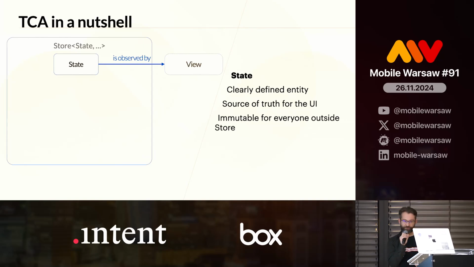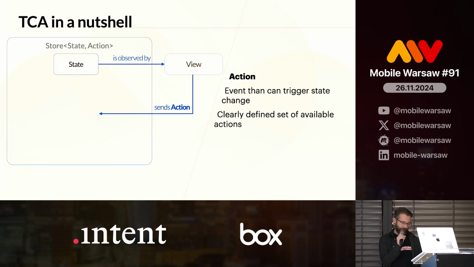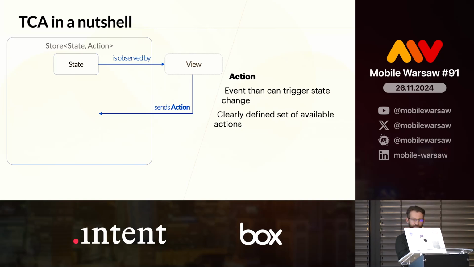So the view has no way to directly change the state, which would be a little bit boring if the state couldn't be changed at all. So all the changes are done through actions. An action is actually an event that can be sent to the store, and this event at the end can trigger some mutation. All these actions are clearly defined for the store. So this is like a predefined set, meaning there will be no surprises here, what's being sent.